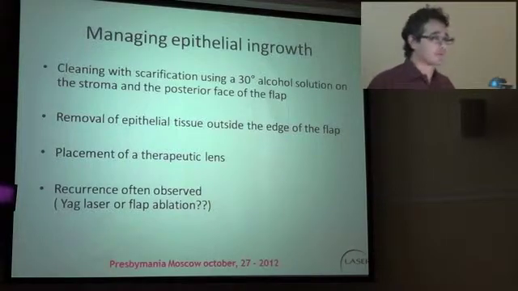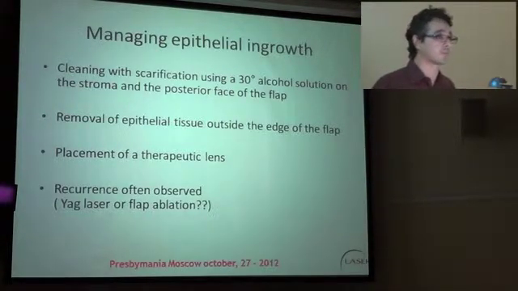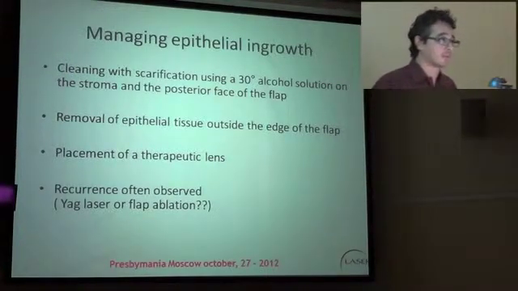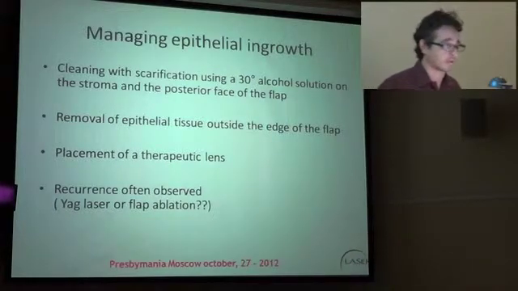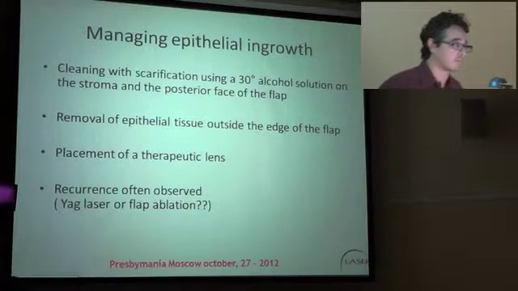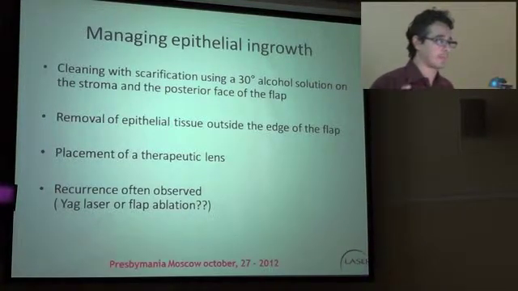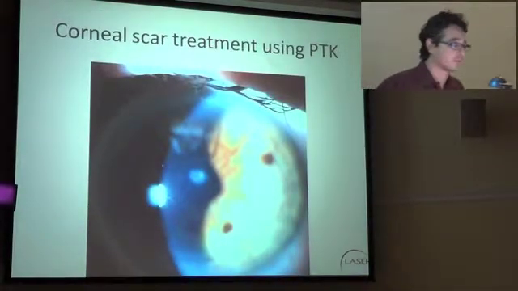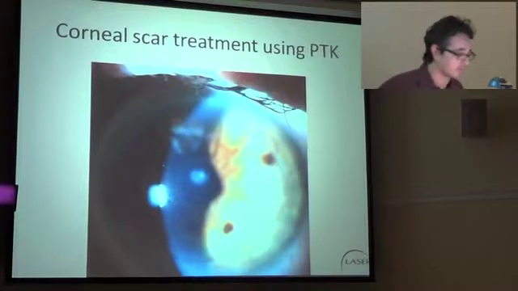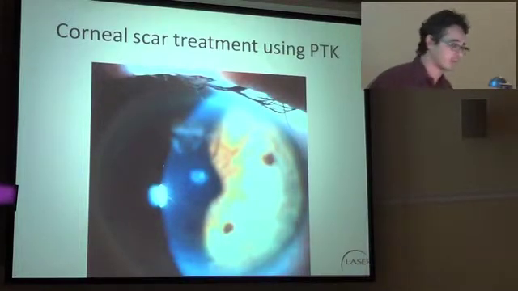So we were used to treating epithelial ingrowth, as everyone, I think, with scarification, removing epithelial cells and normal epithelial cells on the wedge of the flap, and using high power, and after that a therapeutic lens. But even doing this, we often have a recurrence. So in one of the patients with the conus, we did PTK before removing the flap, hoping it would reduce the central opacity, but it reduced it not enough.